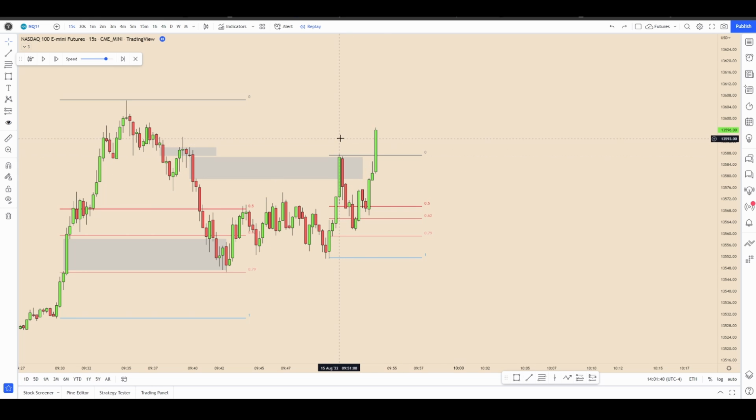And when you're wrong, you're wrong pretty quickly. You're not risking a whole lot. And when you are right, you can take your partials and get a lot of trades this way.